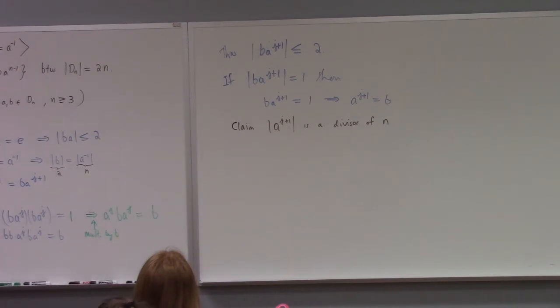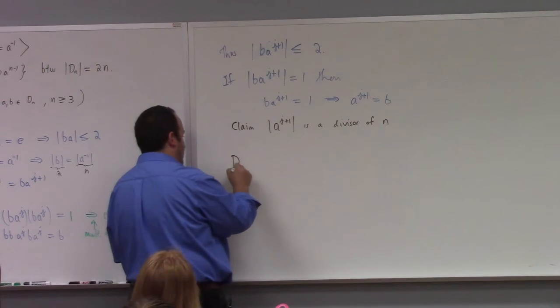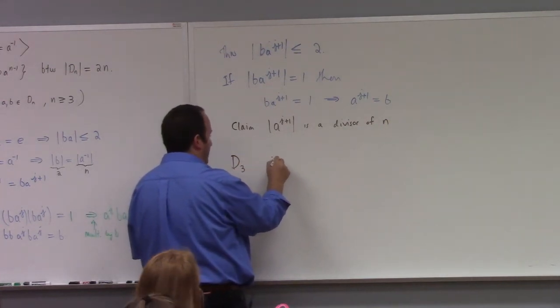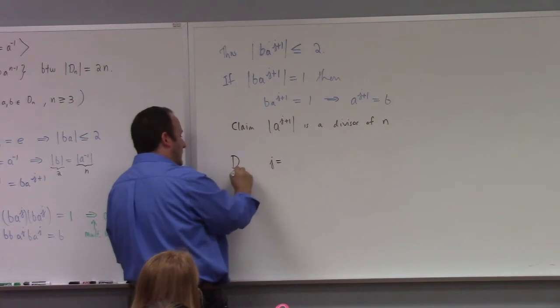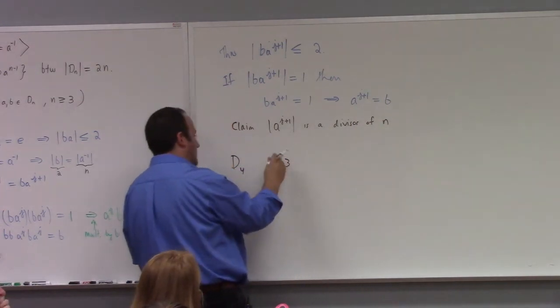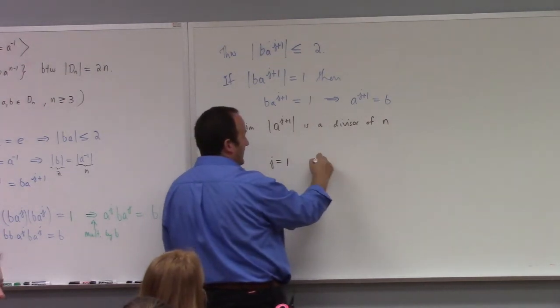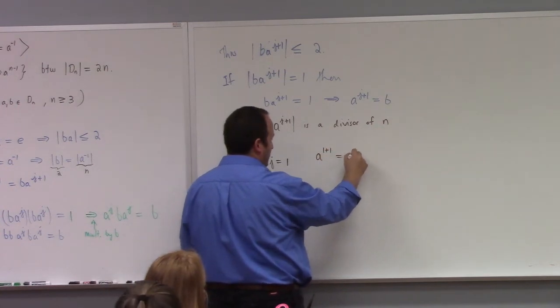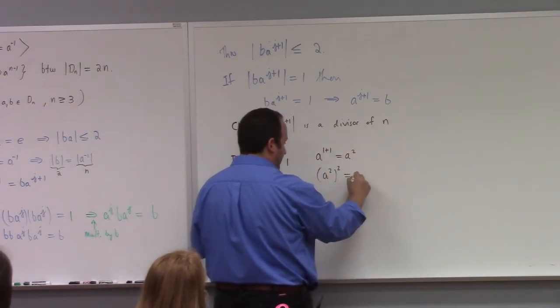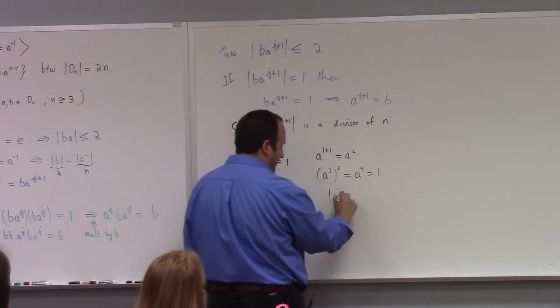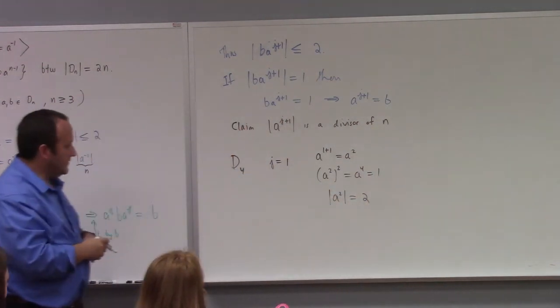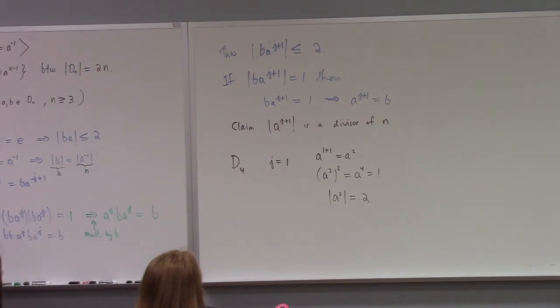Like to say that that would imply the order of a to the j plus 1 is 2. Why is that wrong? Why couldn't the order of a to the j plus 1 be 2? If I'm working in D4 and j is equal to 1, then a to the 1 plus 1 is a to the 2, and a to the 4 is 1, so the order of a squared is equal to 2 in D4. So that doesn't give me a contradiction.